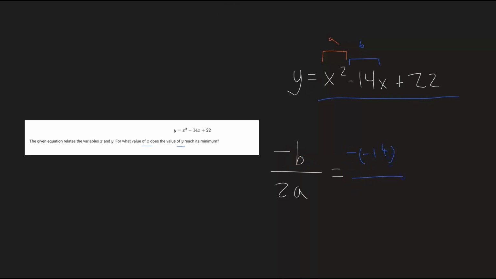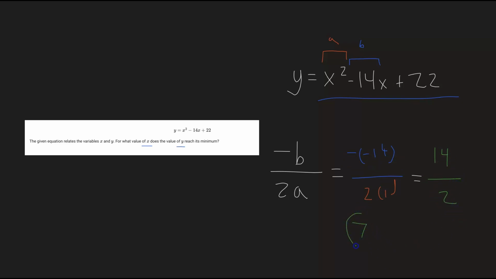And then for the bottom part, let's change to red. We know a is just going to be 1. So that should be 2 times 1 is 2. And so therefore, we will get the following. We will get, change to green, we will get 14, right? Because a negative of a negative is going to be positive over 2. And so 14 over 2 is going to be 7.